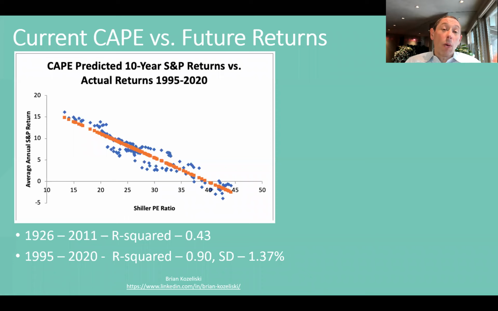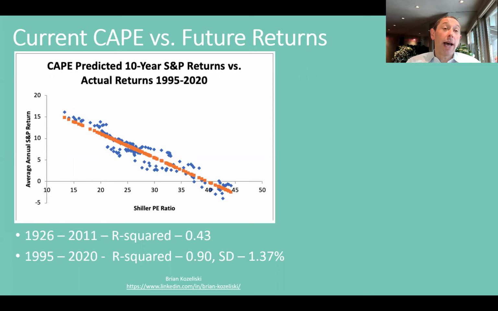Now, what I want to think about is, given a particular CAPE ratio, what might future returns look like? Here's a graph that gives us some sense of that. Now, it is a little bit time dependent. If you go from 1926 to 2011, the R squared is only 43%, but more recently from 1995 to 2020, it's been about 90% with a standard deviation of 1.37. So it's been pretty predictive.